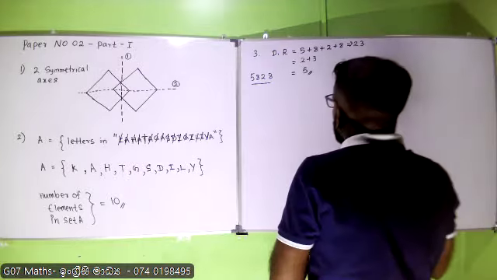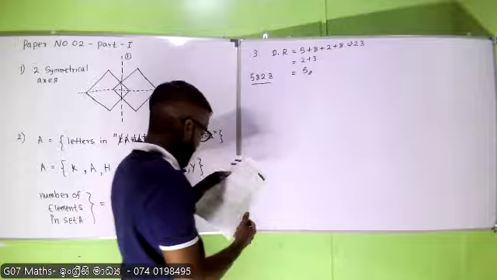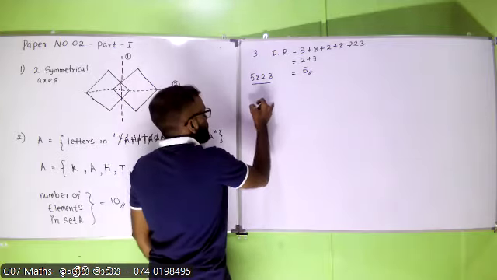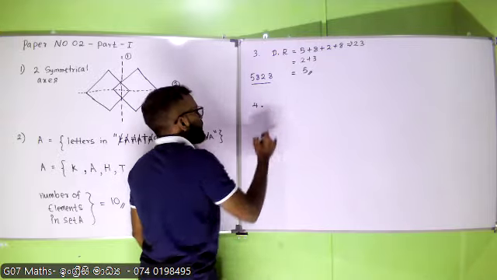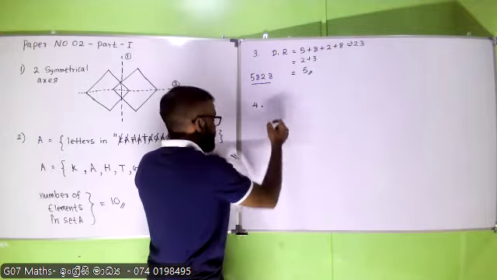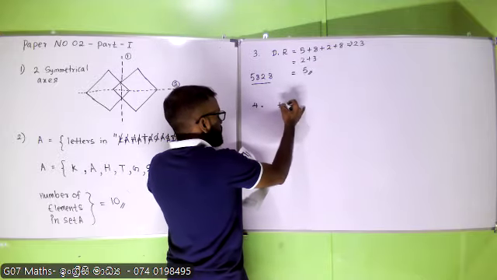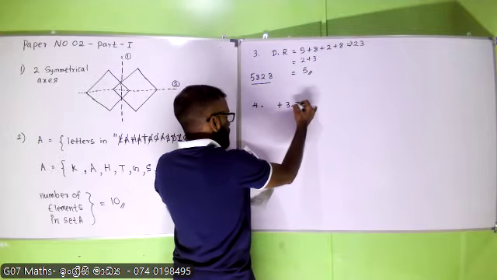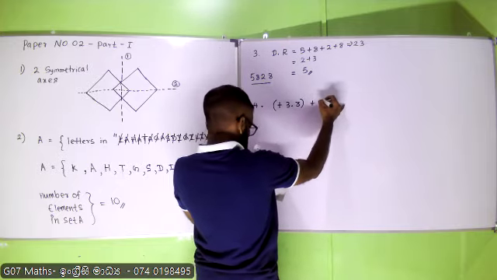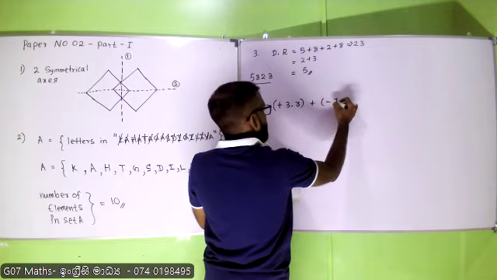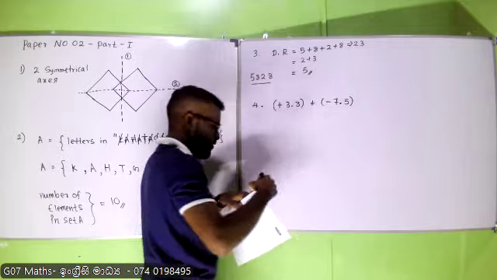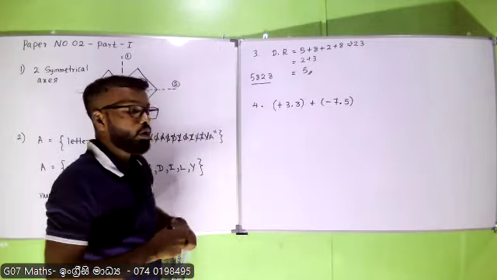Right. So this is the answer for the third one. Fourth one. Simplify. Positive 3.3 and negative 7.5. How are you going to do this?